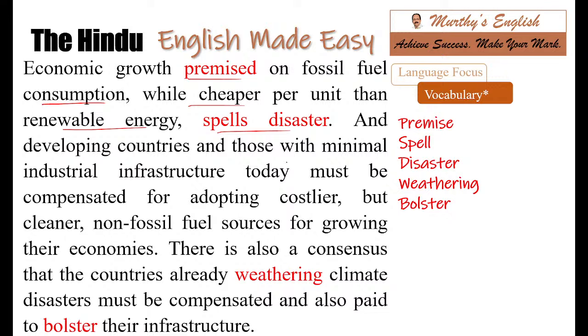And developing countries and those with minimal industrial infrastructure. The previous sentence talks about developed nations. Now it talks about developing nations like India. And developing countries and those with minimal industrial infrastructure today must be compensated for adopting costlier but cleaner non-fossil fuel sources for growing their economies. Now, India is a developing country. It has to switch to renewable sources of energy, but these renewable sources are very expensive. Based on that, they must be compensated for adopting costlier but cleaner non-fossil fuel sources for growing their economies. They need two things. One is technology transfer regarding clean renewable sources of energy. Second, investments, because they're very expensive.